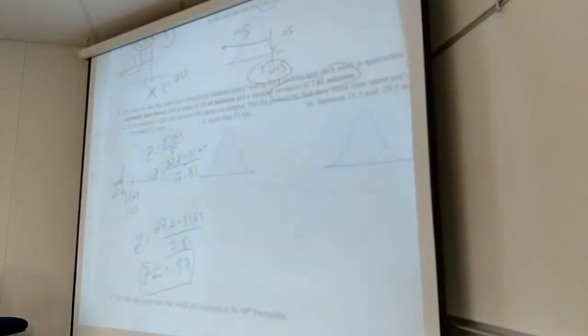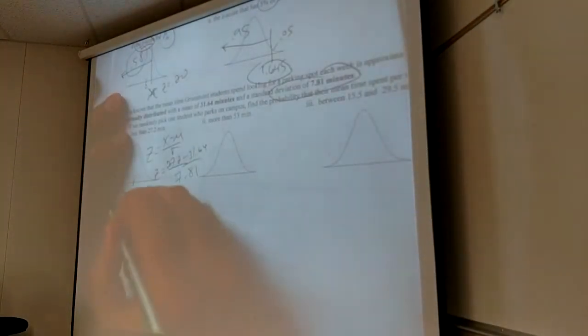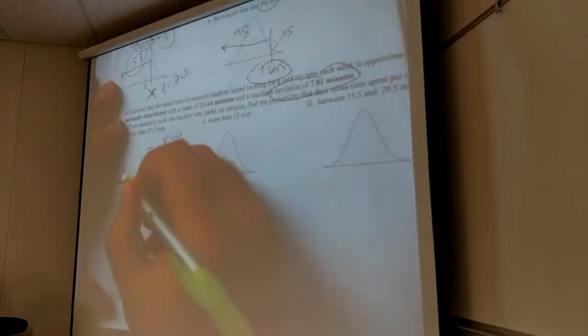That's our z-score. So if I give you raw scores, they are things with units. Z-scores don't have any units. So minutes, years, whatever, you first make everything z-scores, and then you look it up in the chart. Right? So my z-score for 27.2 is negative 0.57. How do I find this area then?